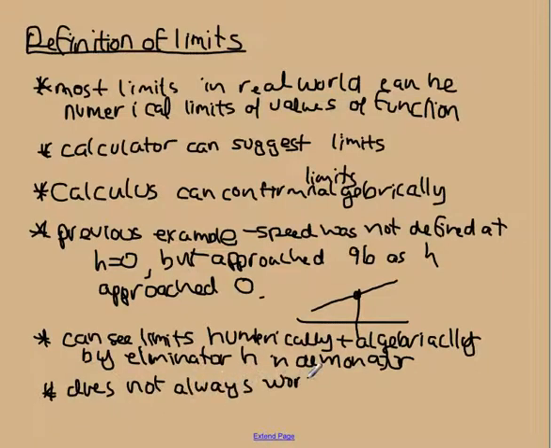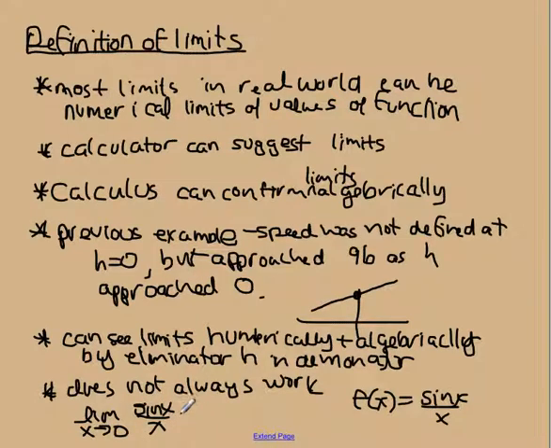Sometimes we might have a question like this: f of x equals the sine of x over x, and we're not going to be able to eliminate the h. But we are going to be able to figure out later on that the limit as x approaches 0 of sine of x over x, if you graph it, you're going to see that the intended height is 1. We just need another way to prove it. So we're going to need some other methods in this course.